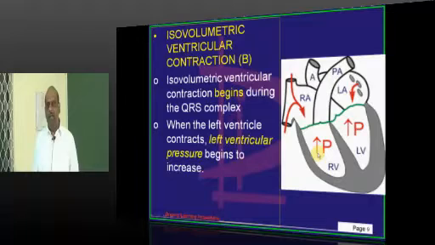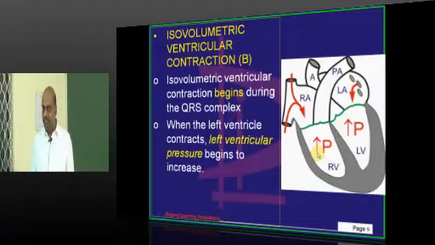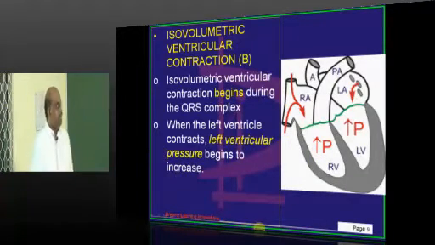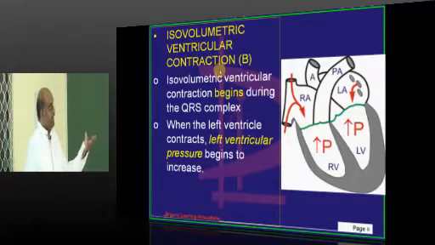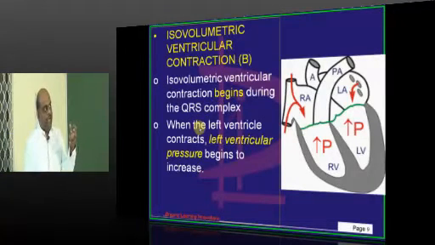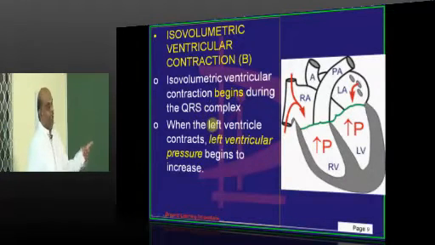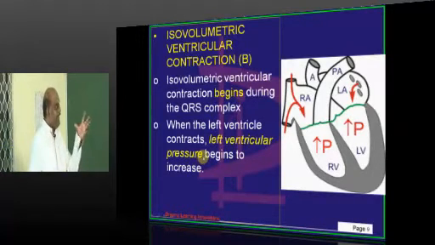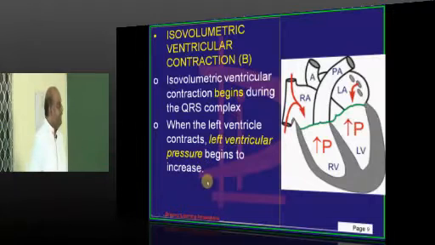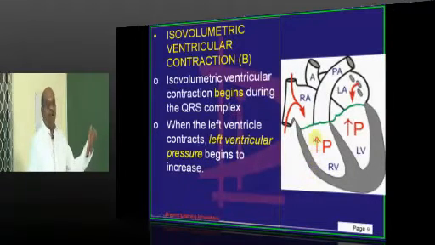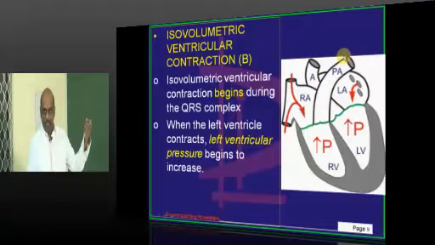Ventricle got fully filled at the end of the atrial systole. And there is an isovolumic ventricular contraction following that. So, ventricle is contracting means what happens in the QRS complex? Typically, isovolumic ventricular contraction begins during the QRS complex. When the left ventricle contracts, the left ventricle pressure will try to start rising. Agreeable, no? Acceptable.